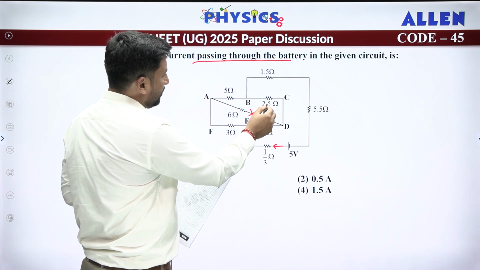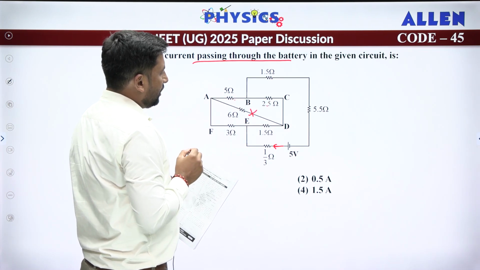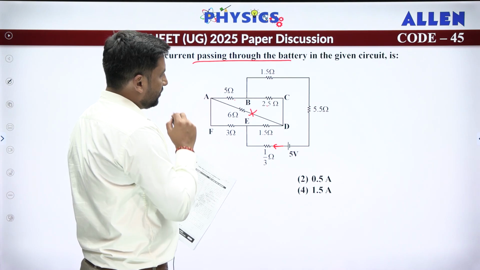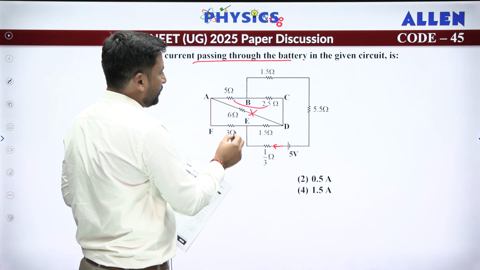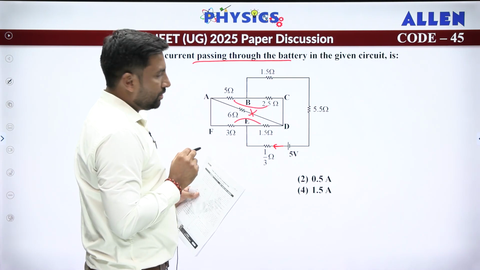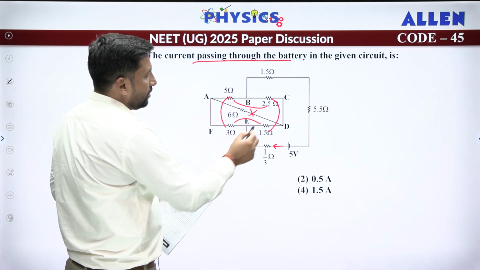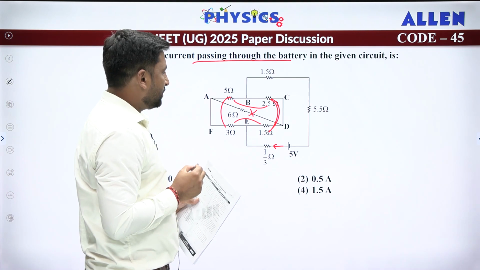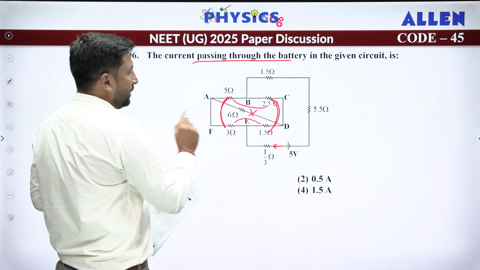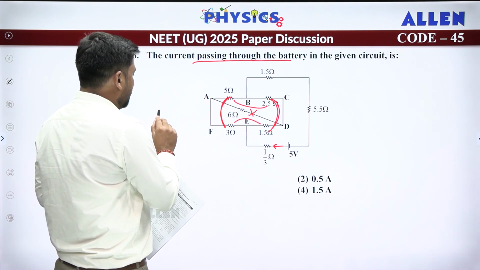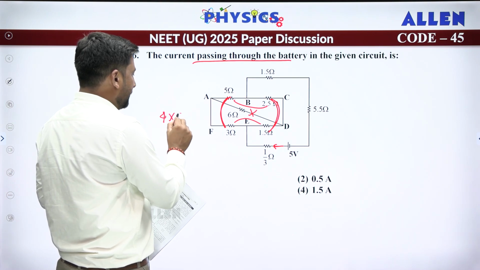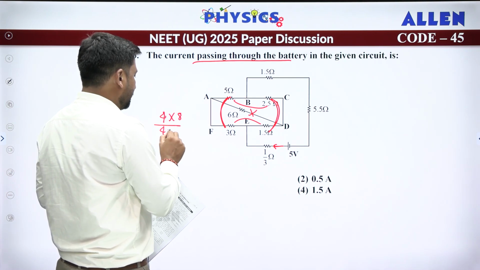This and this are in ratio. This is a 1:2 ratio here, and here also it is 1:2. So we can take this 2 as a series, and we can take this 2 as a series. So 2.5 plus 1.5 is 4, and this is 8. So let's calculate the effective resistance here first. So 4 into 8 divided by 4 plus 8.